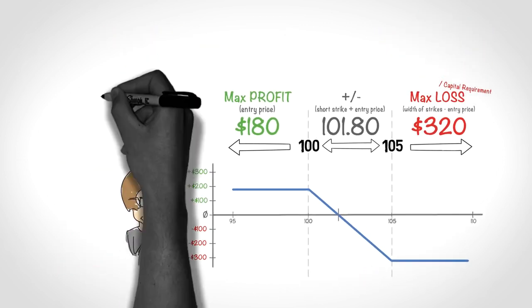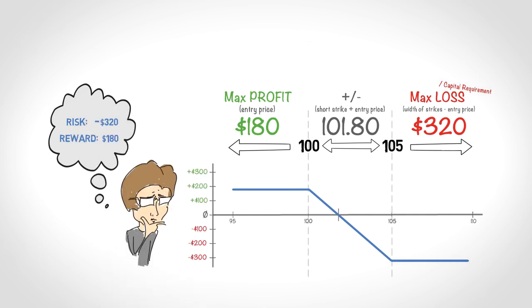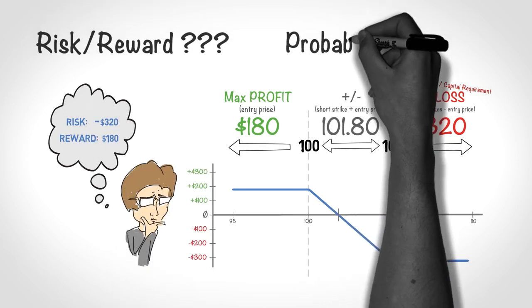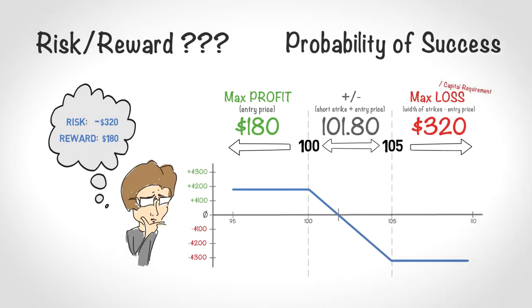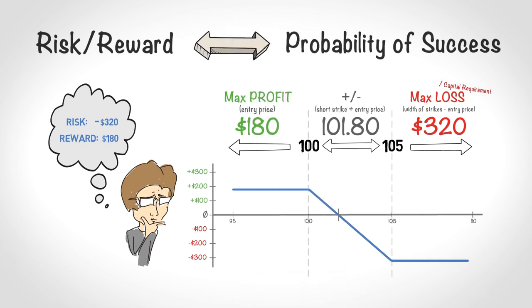And you may be wondering why anyone would take a trade where you are risking more than you can potentially make. The reason is because it allows you to achieve a very high probability of success and profit without having to predict stock prices. Risk to reward and probability of success are directly tied to each other. Now let's check out a few real examples in my trading platform.